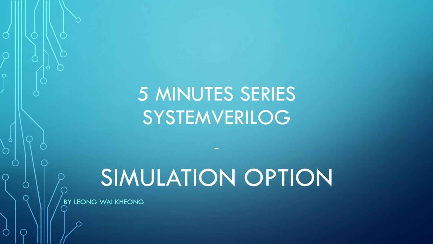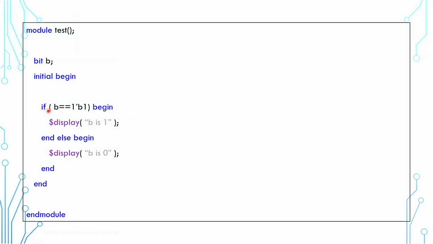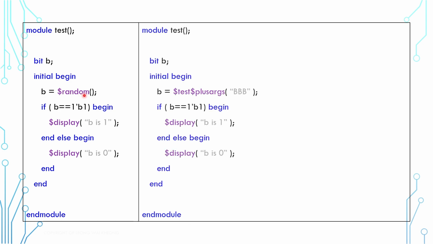In this video, we're going to look at simulation options or simulation arguments. In SystemVerilog, we can use if statement to make a choice of execution. In this example, bit B is being used as a condition. We can hardcode the value of B, which is not good, or we can set it to a random number, which is better but uncontrollable. And sometimes we do not want to use these two mechanisms. Instead, we want to pass in the value. In that case, we can use test plusargs.